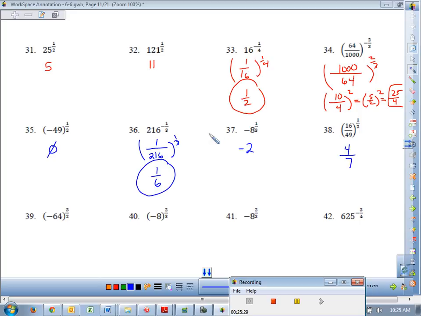On number 37, what's the base? Is it -8 or is it +8? The base is +8. If the base was a -8, it'd be in parentheses, right? That's something that we just don't understand. We haven't done enough of those yet. The base is what's being raised to the 1/3 power.